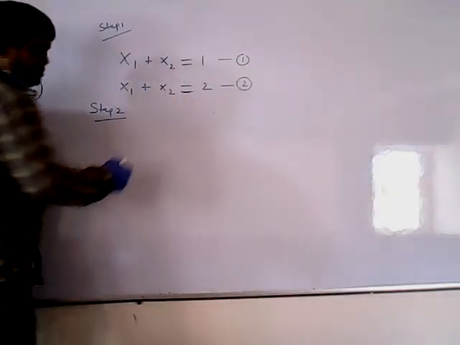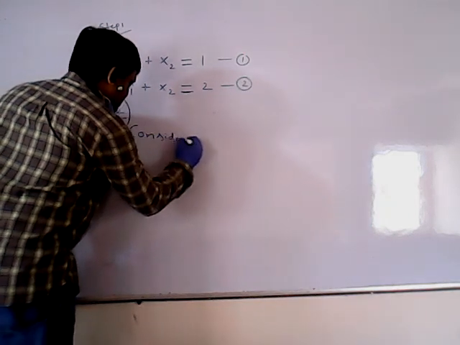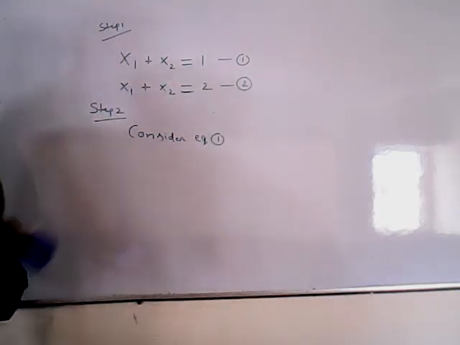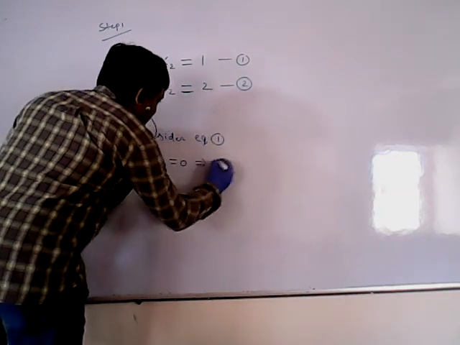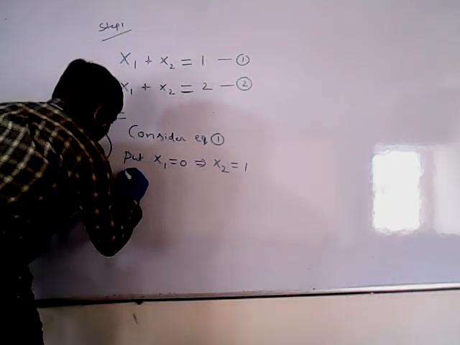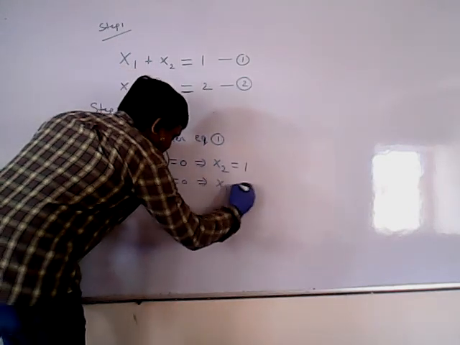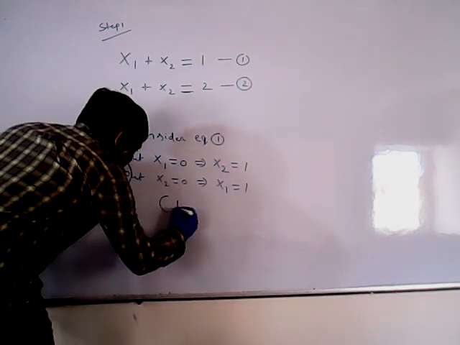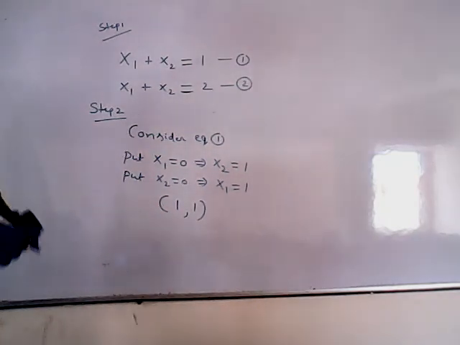For that you require points. Consider equation 1. Put x1 equal to 0, then x2 equal to 1. Put x2 equal to 0, then x1 equal to 1. So the first point we are getting is 1, comma 1.